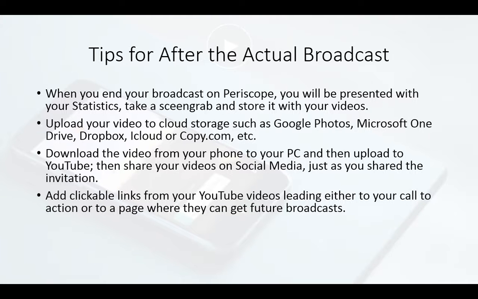Now, inside of those YouTube videos, you want to add clickable links. That will mean that you're going to be using the annotations function. That means that you're going to have a website associated with your YouTube video. And you want to have those links leading to the call to action that you did during your actual broadcast, or to a page where they can get access to your future broadcasts. But typically, the best thing that you can do is to make sure that someone who clicks on that YouTube video has the opportunity to get your call to action and be taken to the page where they can actually make a purchase and get what it is that you have to offer.